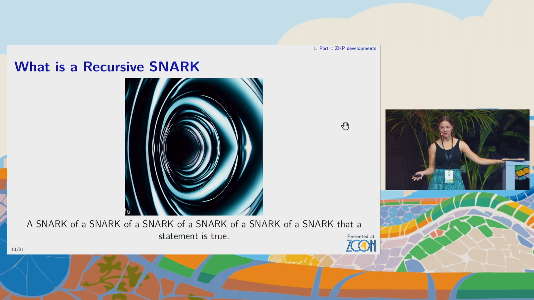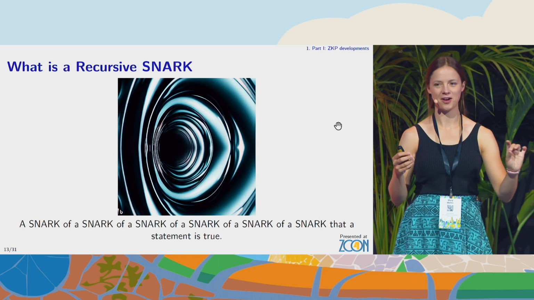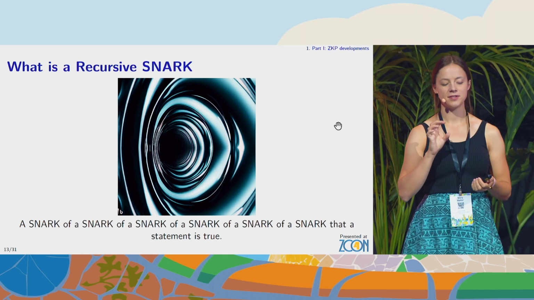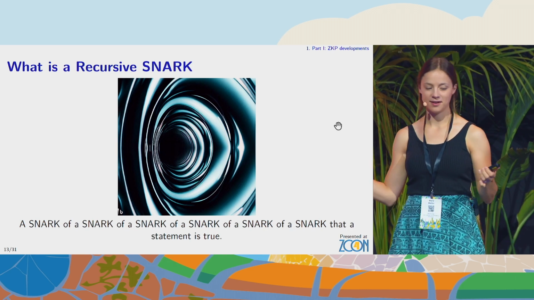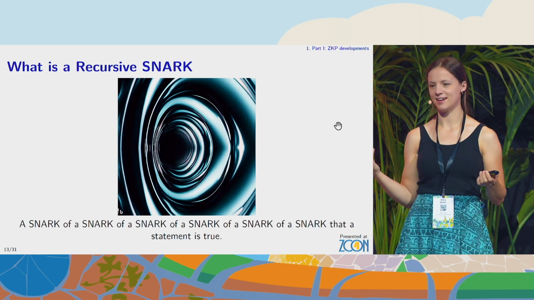So what is a recursive SNARK? In case I've lost anyone where I'm saying folding, recursion, recursion, recursion, and you don't know: it's a SNARK of a SNARK of a SNARK of a SNARK of a SNARK that some kind of statement is true. And how many SNARKs are in there is kind of arbitrary.